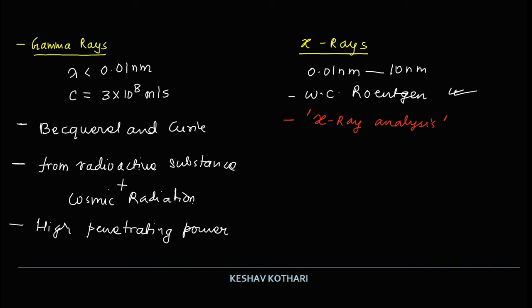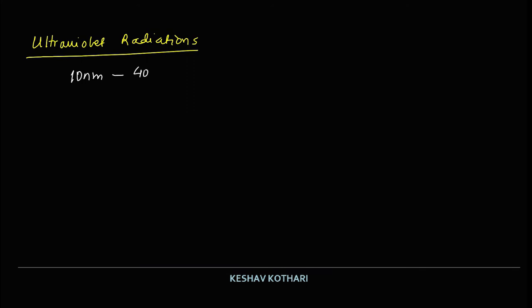So next we deal with ultraviolet radiations. If we talk about ultraviolet radiation, the wavelength range is from 10 nanometer to 400 nanometer, and the discoverer behind the ultraviolet radiation is Ritter.